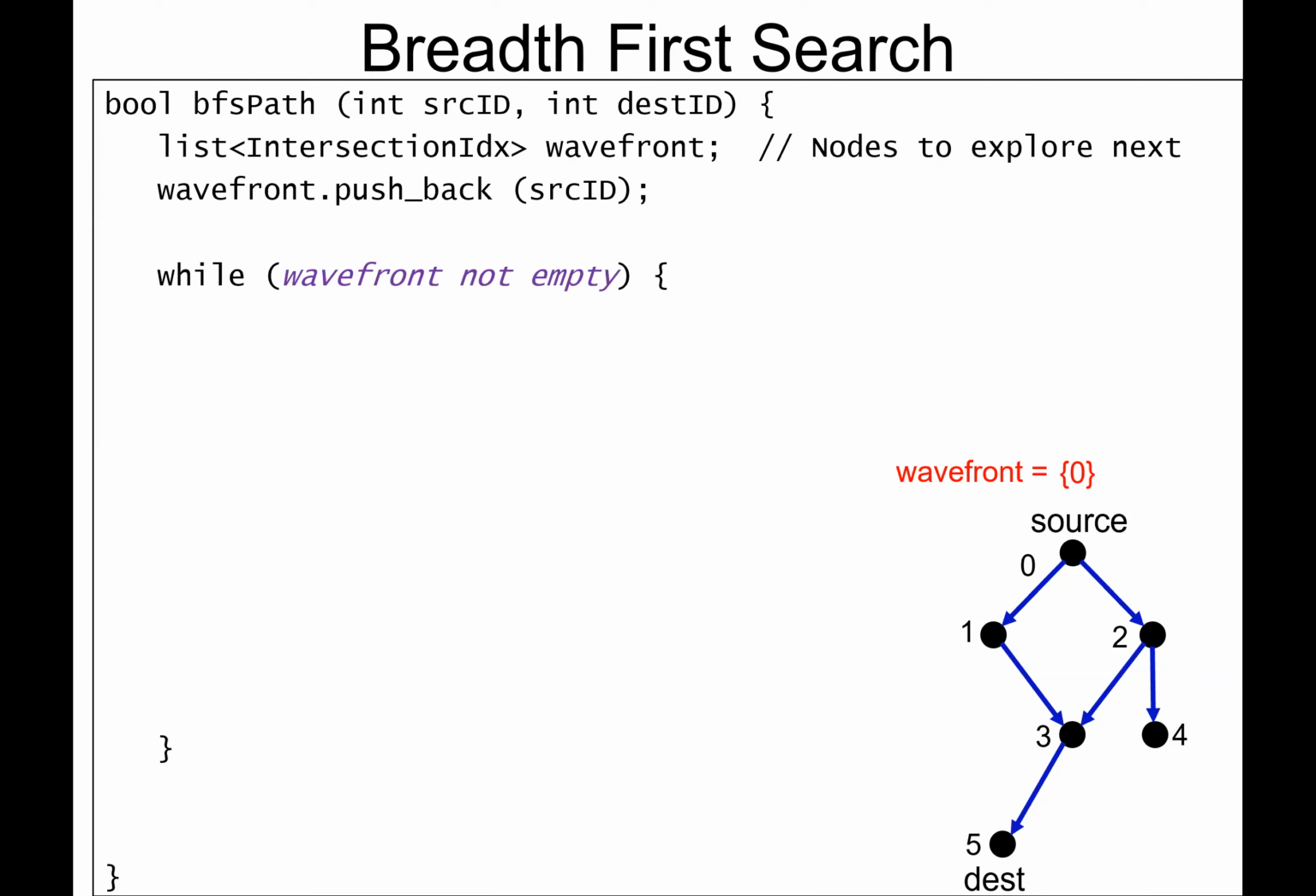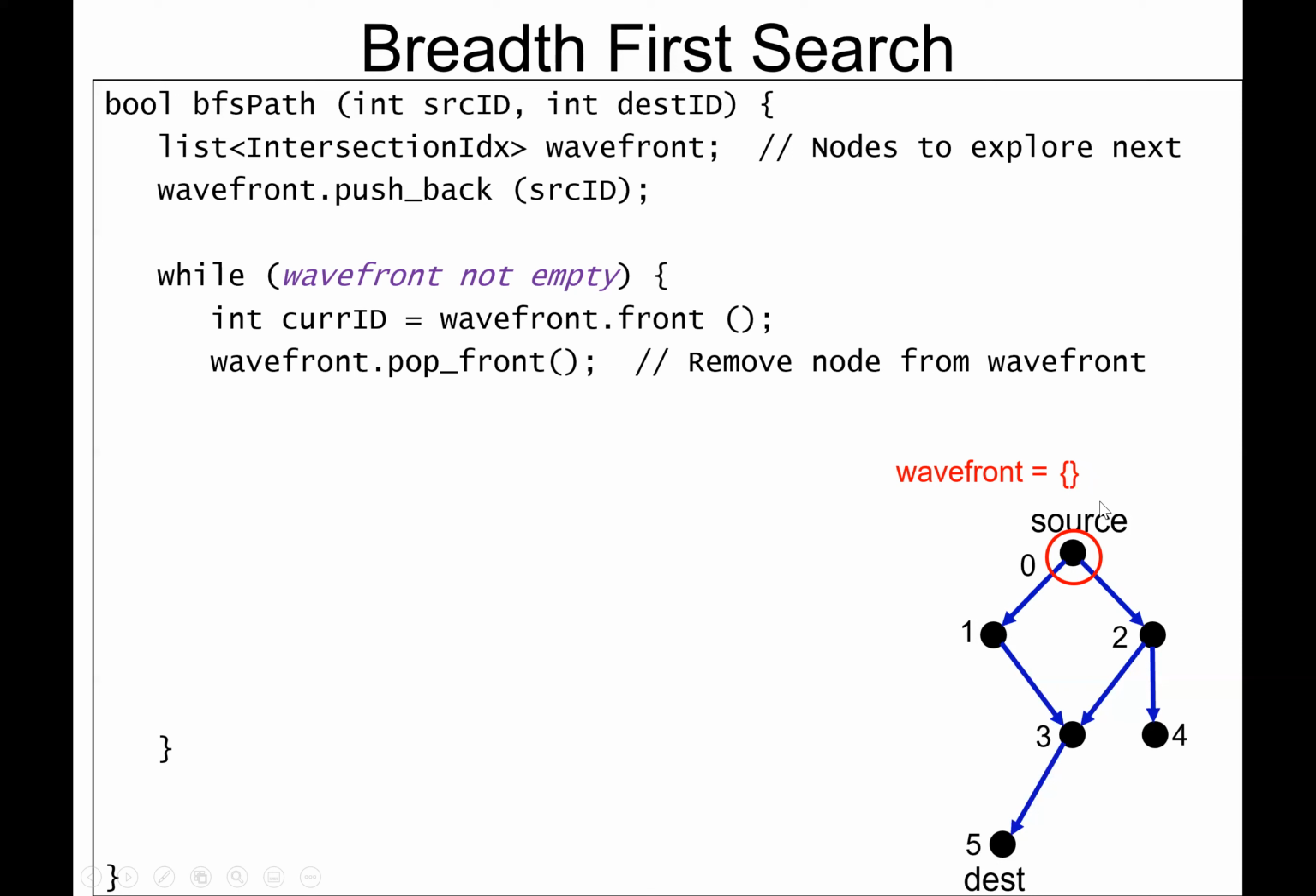As long as the wavefront isn't empty, so I've still got some stuff to look at in my search, what I'm going to do is get the first item, the item that's at the front of the wavefront. So I'm basically using the wavefront as a queue. I put stuff in it at the back, and I take things out of it at the front. So I say, get me the current node, the ID of where I am, by taking the front element off the wavefront.